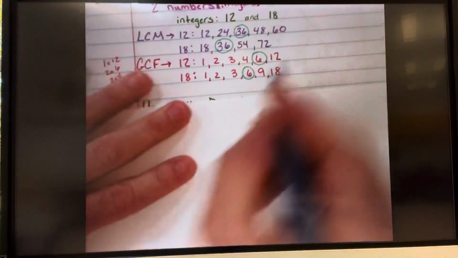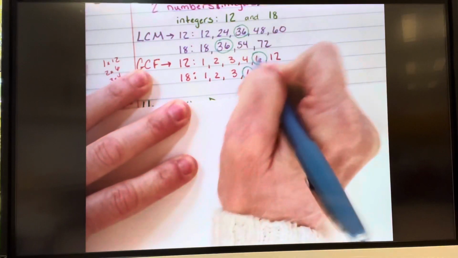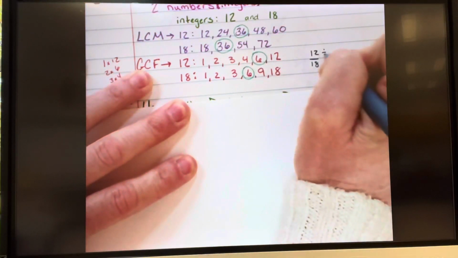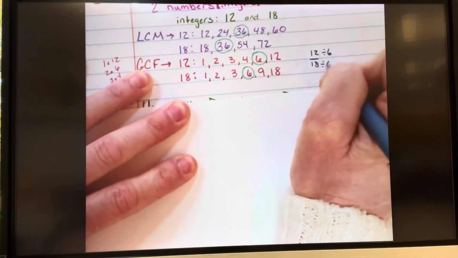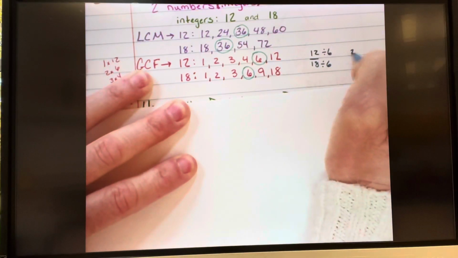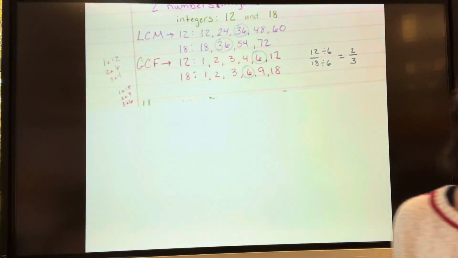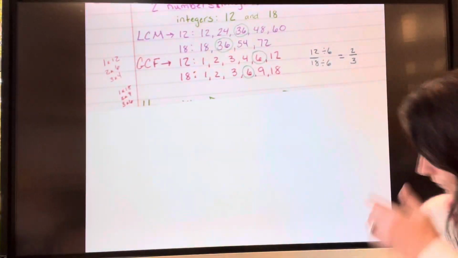Let me write that down here for you. So if you have 12/18 and you found that the greatest common factor was 6, you could divide them both by 6 and you would get your simplest form. So that's how it can be applied in math.